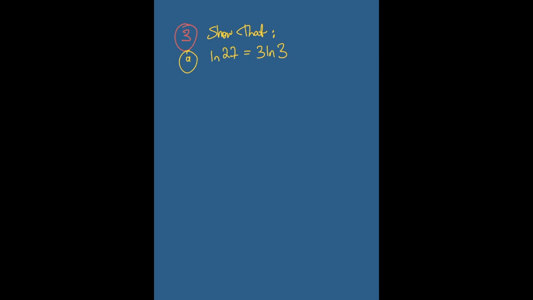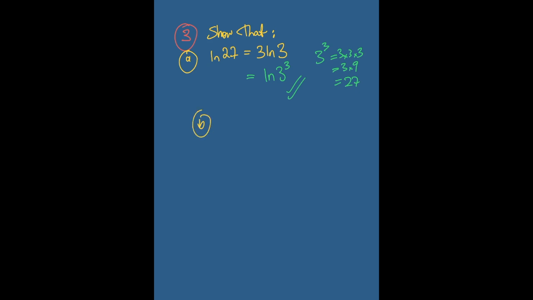This question is asking you to explain that the natural log of 27 is the same as 3 times the natural log of 3. Well, that's not so difficult because we know that this is the same as that. And 3 cubed is 3 times 3 times 3, which is equal to 3 times 9, which is equal to 27. So you've just shown that, and that's how you would show that.